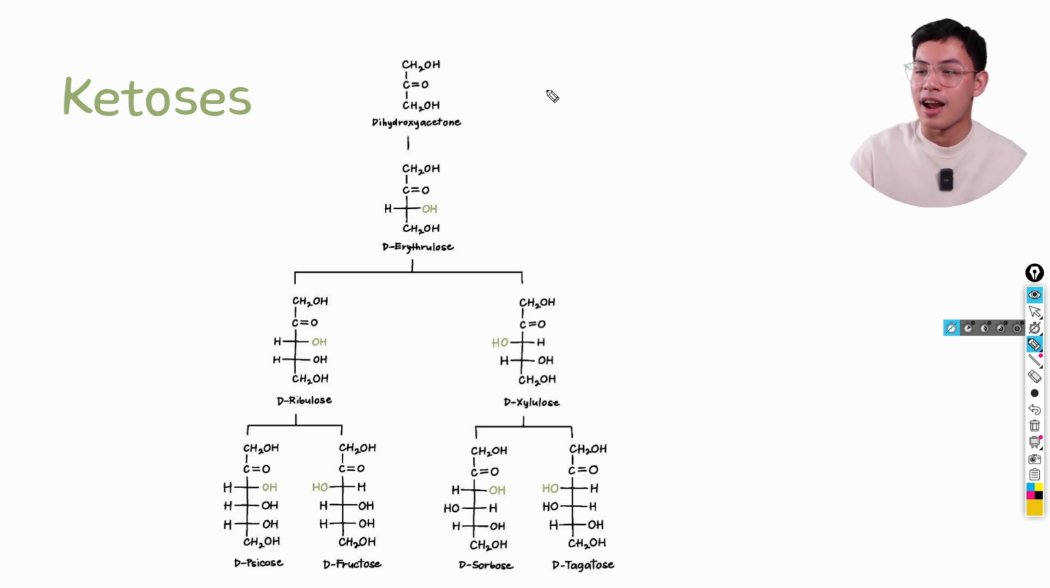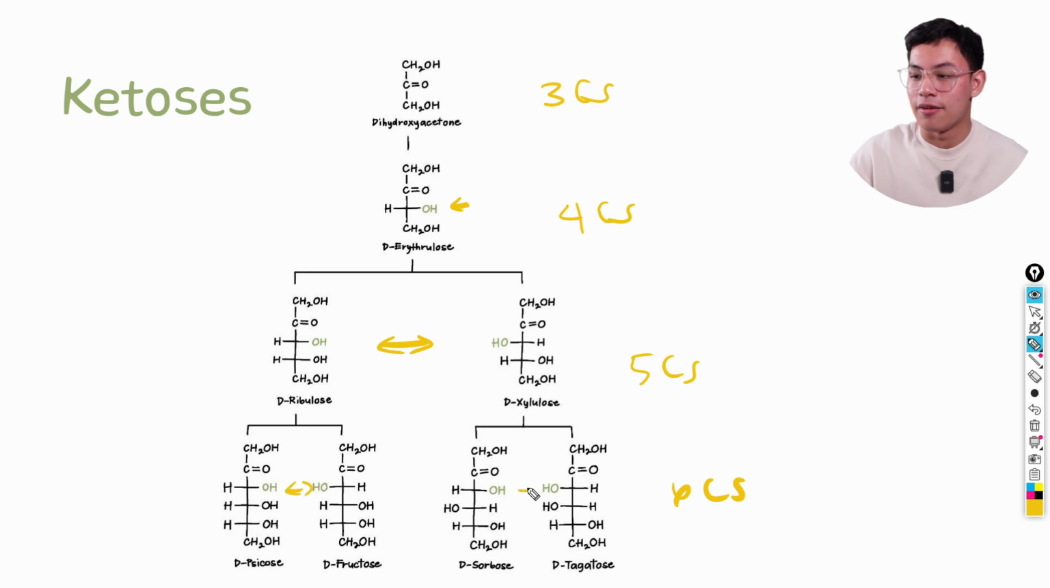But essentially, the same pattern is being repeated. We start with dihydroxyacetone, a triose, then the tetroses, the pentoses, and the hexoses, where essentially a new stereogenic center is simply added for every level, and they only differ in their position. One is on the right and the other is on the left.